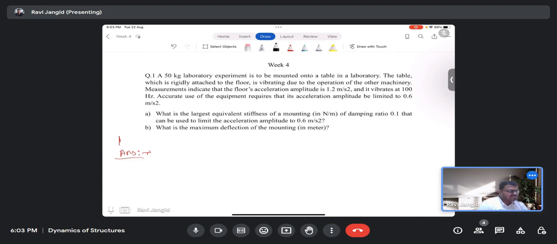Okay, what they have given is some table, and we have mounted an instrument whose weight is 50 kg. The table is attached to a floor and is vibrating due to the operation of other machineries, so there is a vibration, due to some kind of activity of the other machineries. So the vibration amplitude is 1.2 meter per second square.